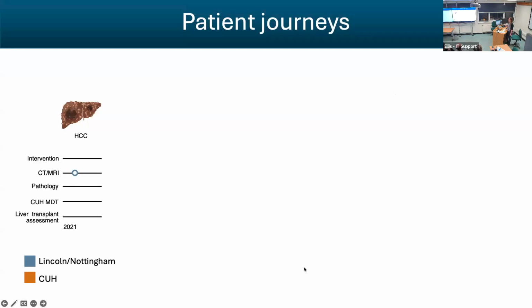It's supposed to be simple. We know who gets liver cancer, and that's people with chronic liver disease. But the story is actually never that simple. So let's look at this example. It's a real patient. I curated this data from Epic.